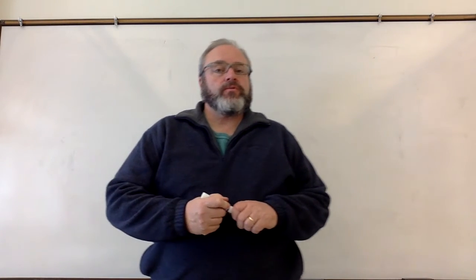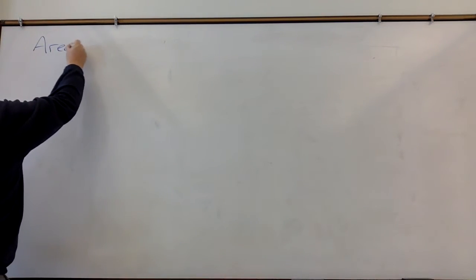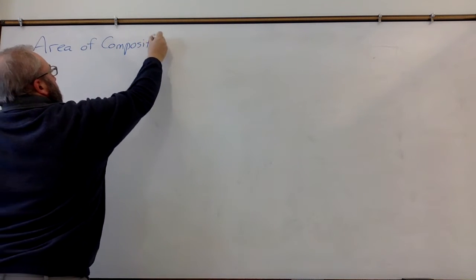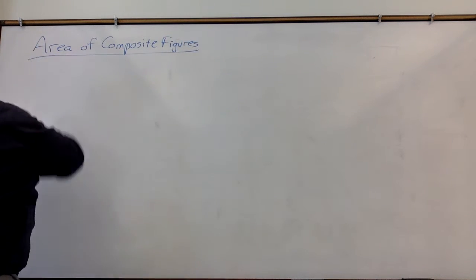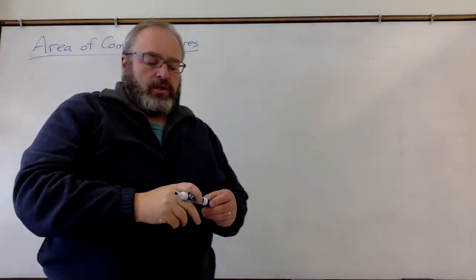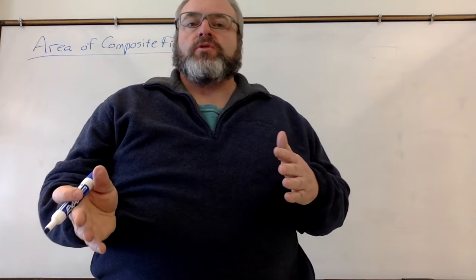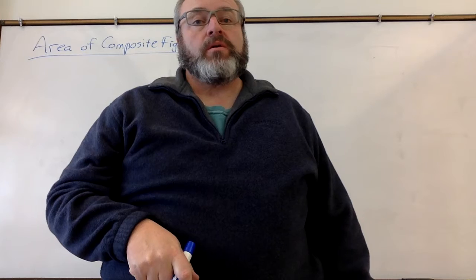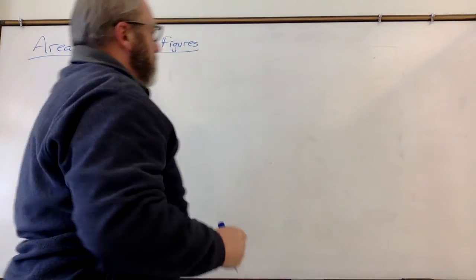Okay, today we're going to find the area of composite figures. A composite figure is a shape that is composed of several, sometimes two, sometimes more, more familiar shapes. For example, let's do this one to get started.